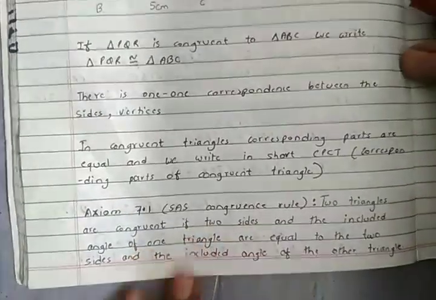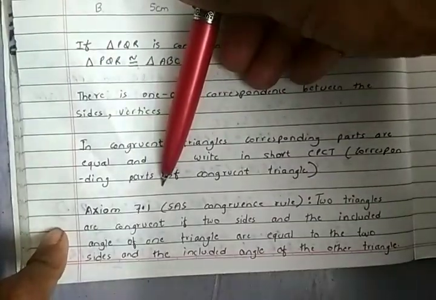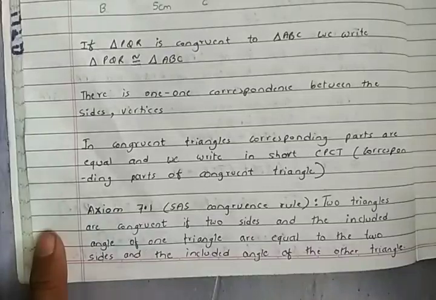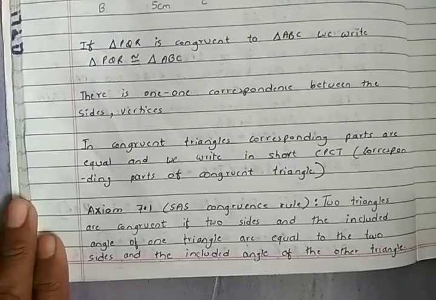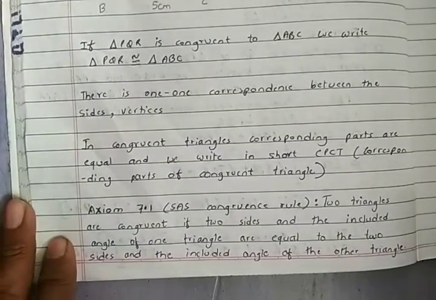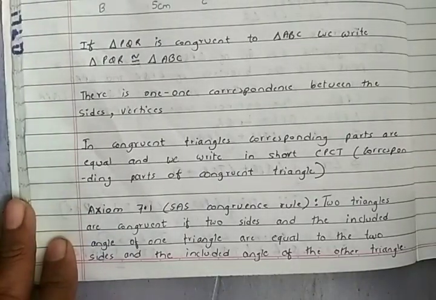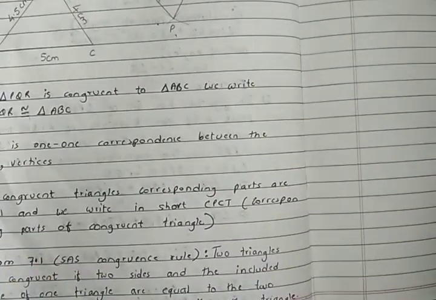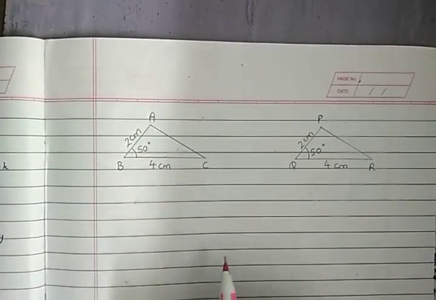Right? Now let's learn about the axiom. Axiom 7.1. What does it say? Two triangles are congruent if two sides and the included angle of one triangle are equal to two sides and the included angle of the other triangle. The side angle side rule can be explained better with the help of an example.